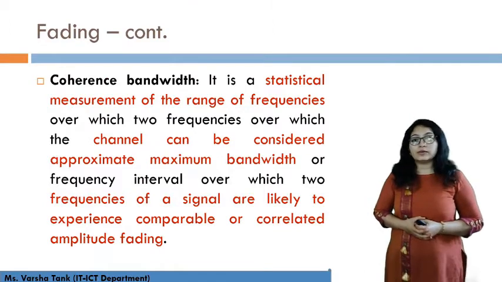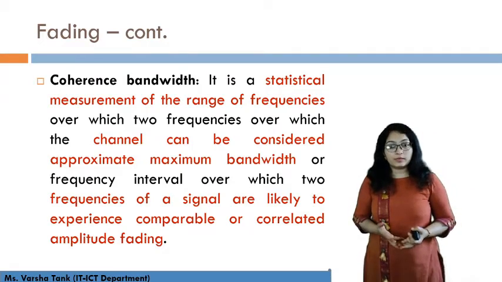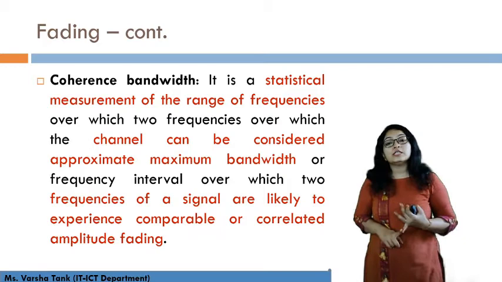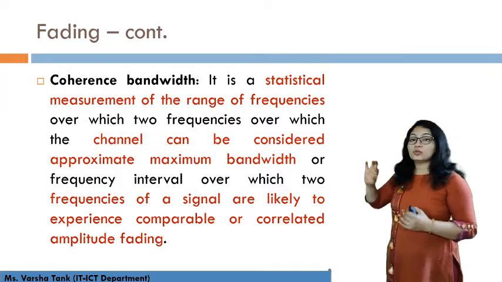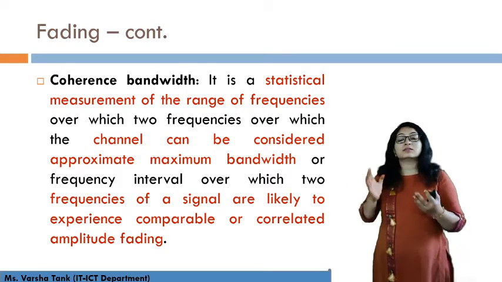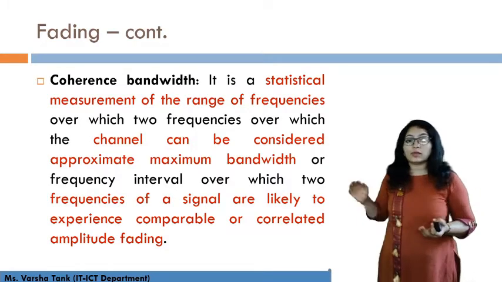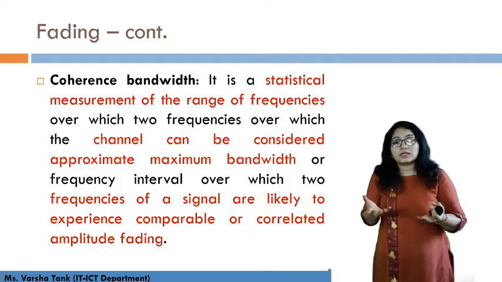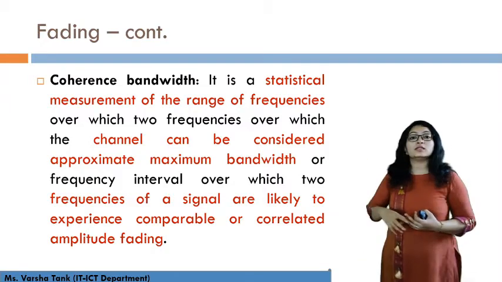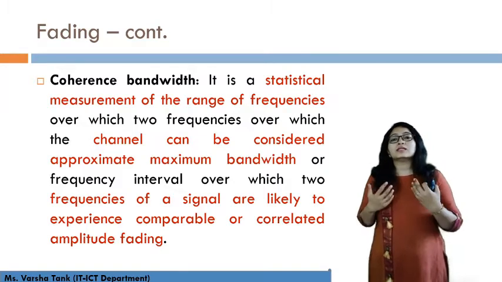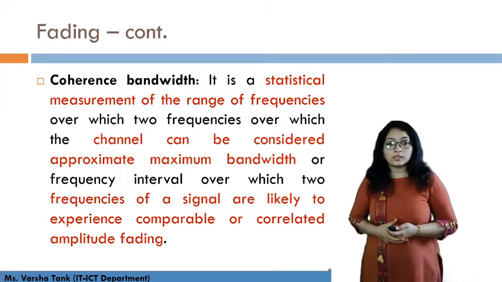Before starting fading, let's learn some terms. The first term is coherence bandwidth. It is a statistical measure of the range of frequencies over which two frequencies of the signal are likely to experience comparable or correlated amplitude fading. We can say it is the statistical measurement defined as the range of frequencies used to transmit the data.